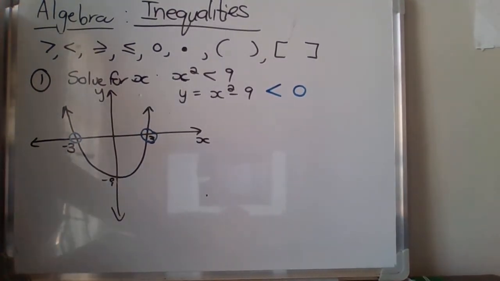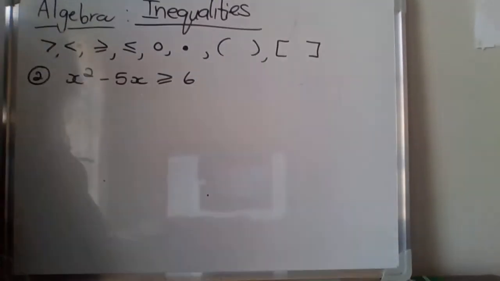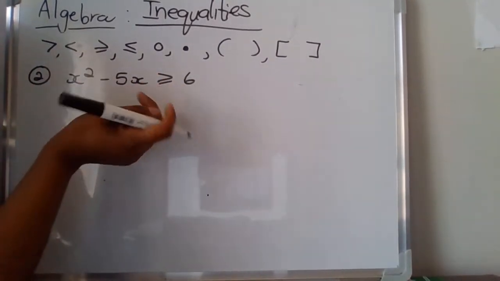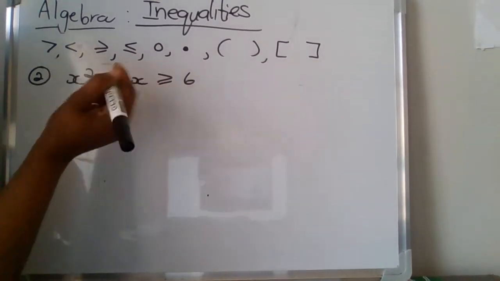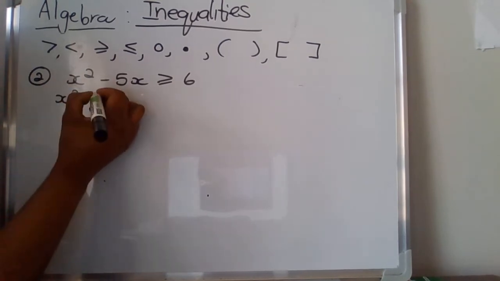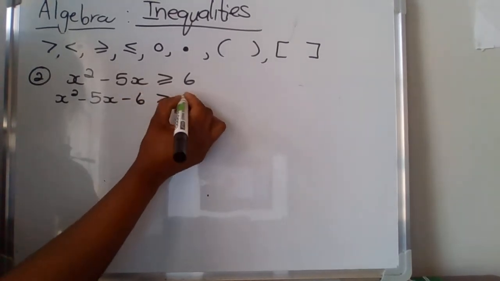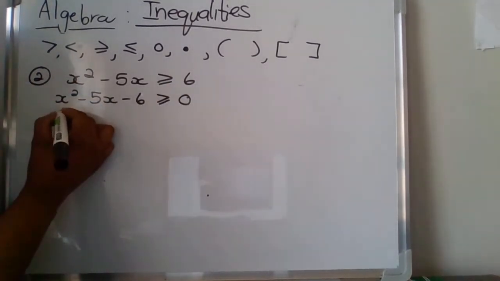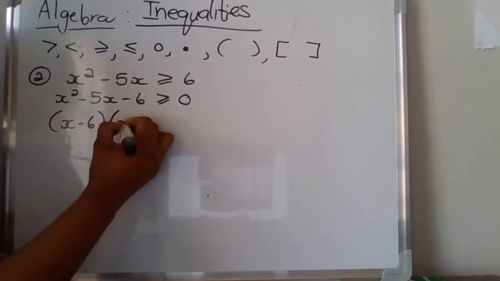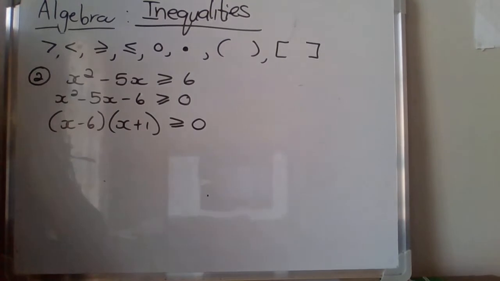Let's move on to another example. Okay, the next example here as well. We bring everything over to this side, so this sign will tell us whether our function is going to be positive or negative. So we have x squared minus 5x minus 6, and it's less than or equal to 0. And then we factorize this, so it's x minus 6 times x plus 1, and it's greater than or equal to 0.